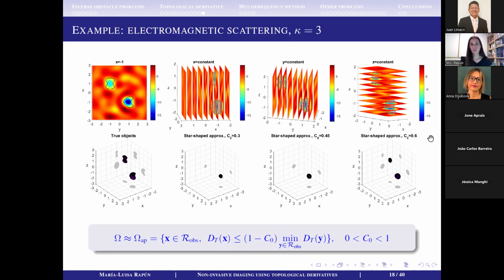And if I increase this constant to 0.6, you can see that my reconstruction has the correct number of defects. Also, the position is correct. The only problem is that the shape is not accurate. But you have to take into account that the method is very simple, it's not costly, it's not iterative, and I'm just producing, let's say, a first step approximation. But this first step approximation could be very interesting for some other methods that iteratively can improve the shapes.